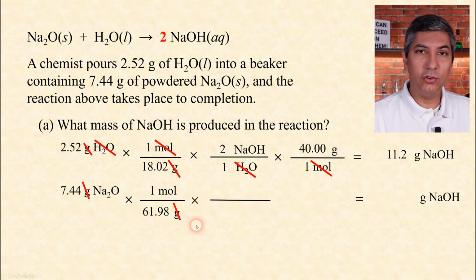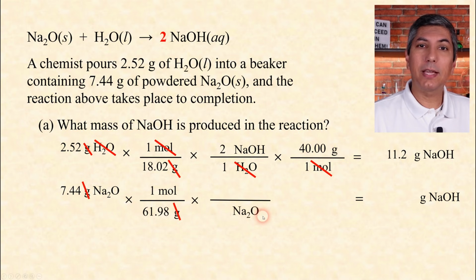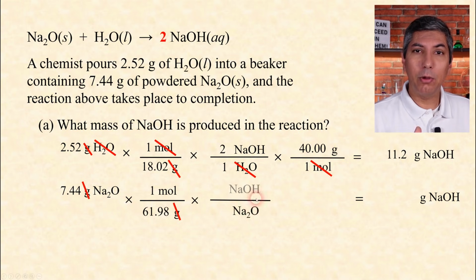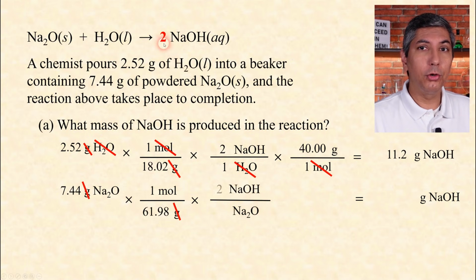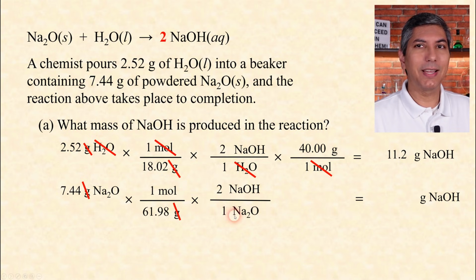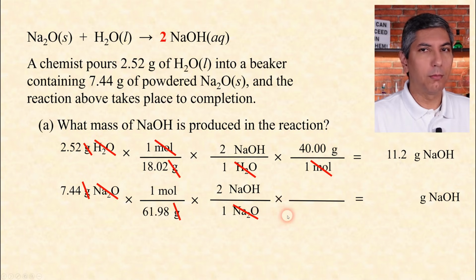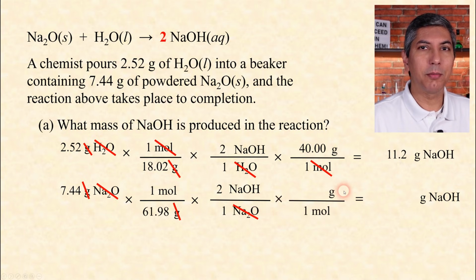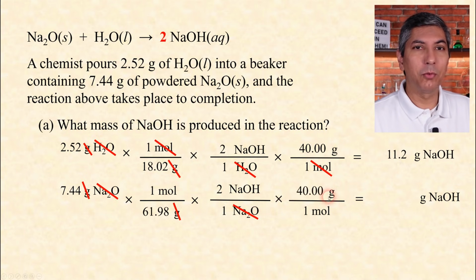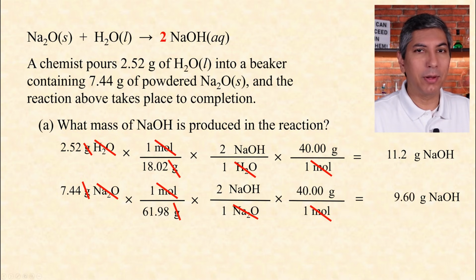Step 2 is the mole ratio. This time, sodium oxide goes on the bottom and sodium hydroxide goes on the top. According to the balanced equation, this is a 2-to-1 ratio. Sodium oxide cancels. Lastly, we convert to our final unit. Moles on bottom, grams on top. There are 40 grams in 1 mole of sodium hydroxide. We cancel moles and we do the math to get an answer of 9.60 grams.